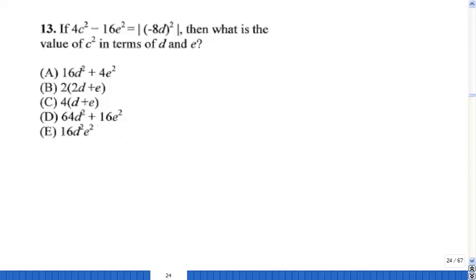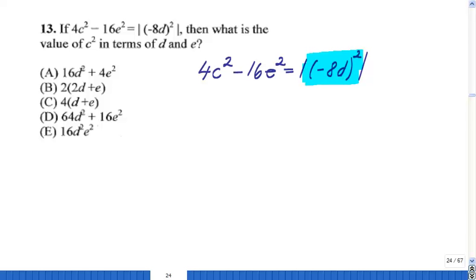Well, let's rewrite the equation. 4c squared minus 16e squared equals the absolute value of negative AD, everything squared. Okay? And what I need you now is to focus on this right term. You have a negative AD that is squared.